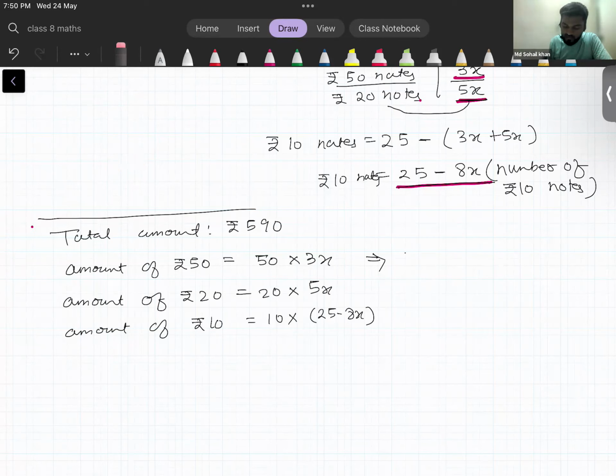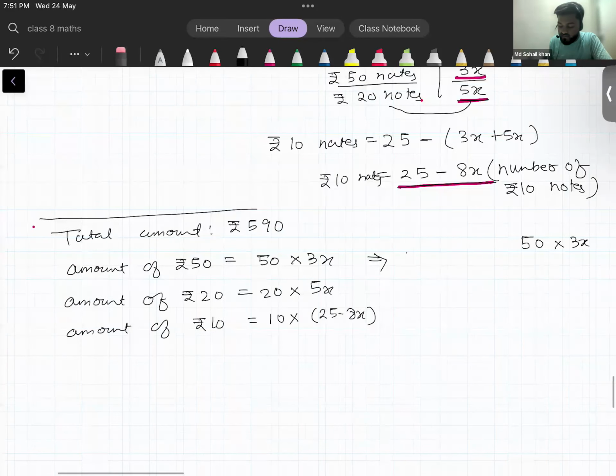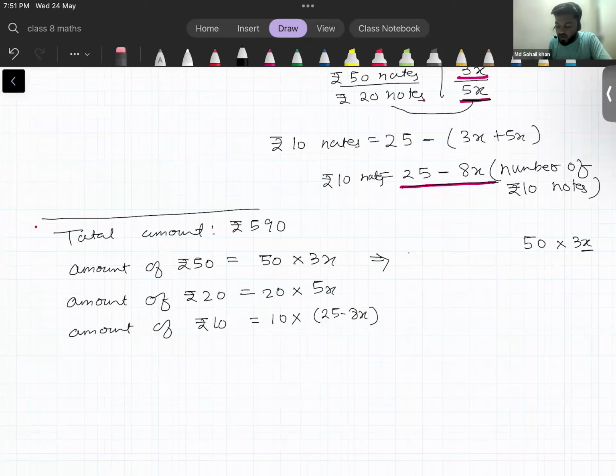45. Ahmed, this is very disappointing. I'm asking you to multiply 50 with 3x and you are coming up with the answer 45. Sorry, 150. 150x. Remember, there's a variable here also. Remember how we multiply a constant and a variable.